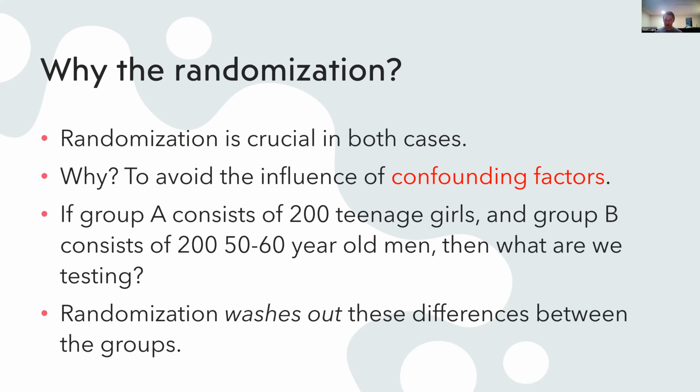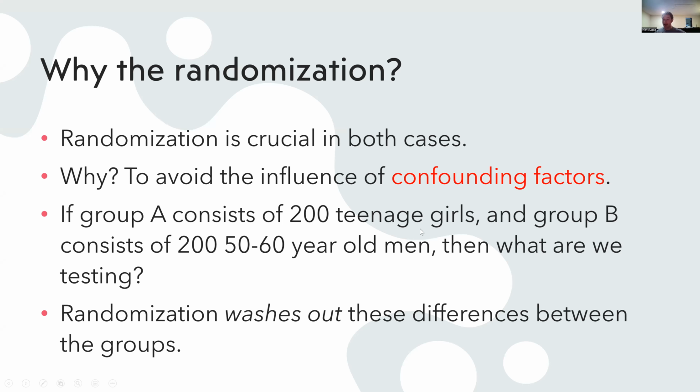What if we don't randomize and it happens that everybody who shows up on Tuesday, we're going to put them into group A. Everybody who shows up on Wednesday, they're going into group B. But it turns out that on Tuesday, we got 200 teenage girls, and on Wednesday, we got 250 60-year-old men. So in that case, what are we actually testing, right? We can expect that the very different characteristics of these two groups may be influencing the test. So that's a confounding factor.